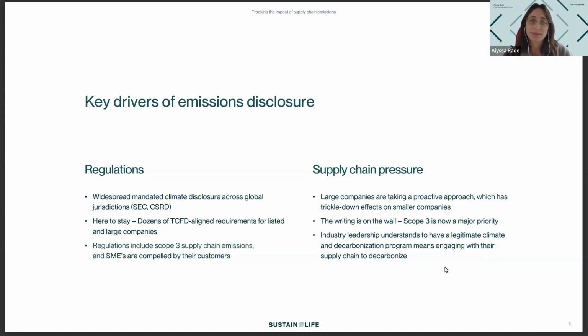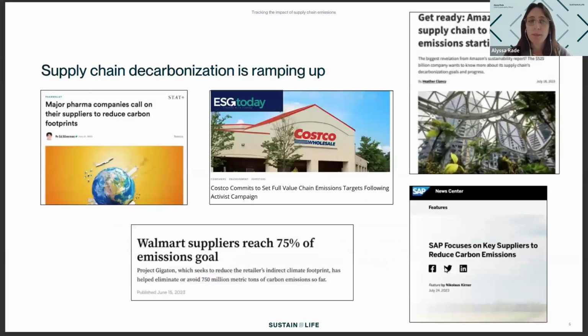Let's go to the next slide here. And let's just talk a little bit about some of those leading examples of large companies that are really driving these efforts, not because they're mandated to or regulated to, but because it's part of their leading program. So this summer alone, we saw a huge influx of supply chain decarbonization efforts. And there were a couple of key announcements that I do want to highlight.